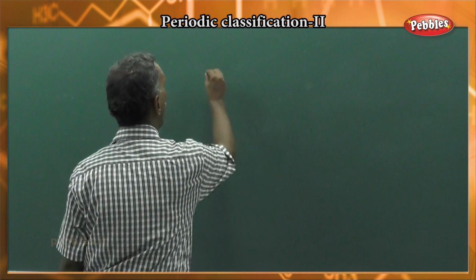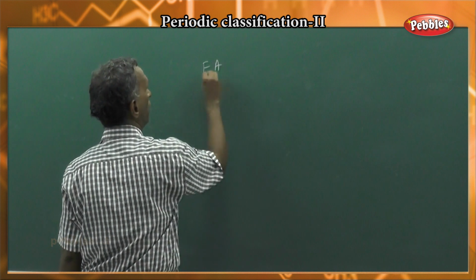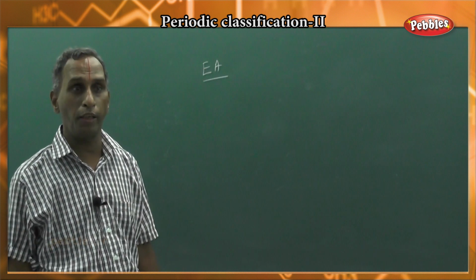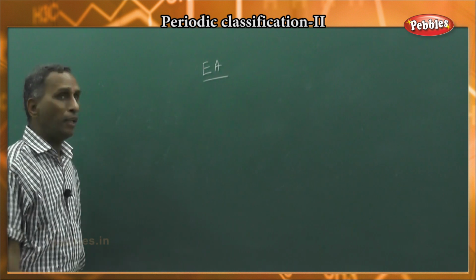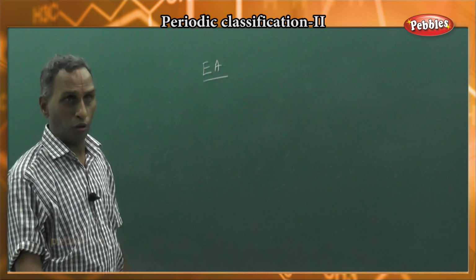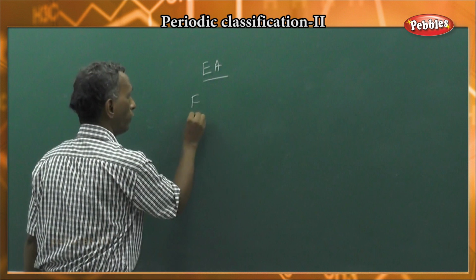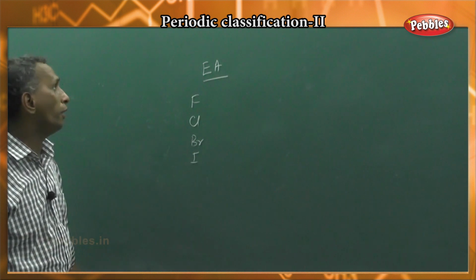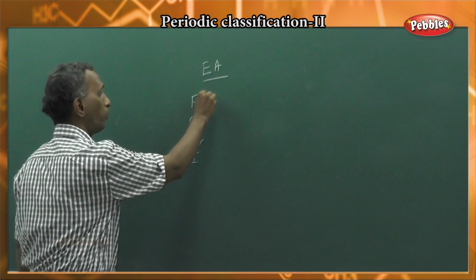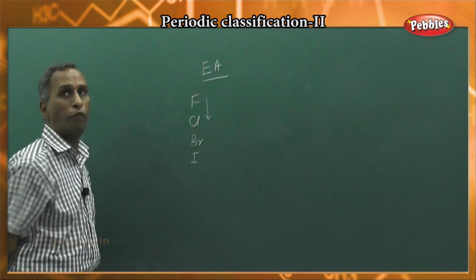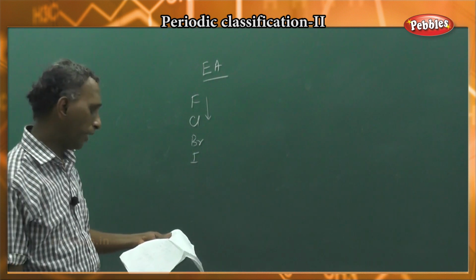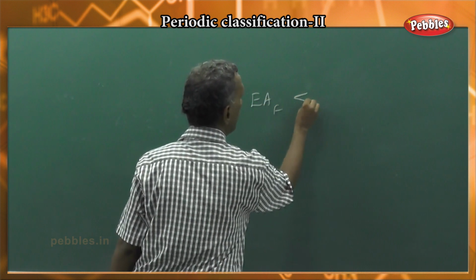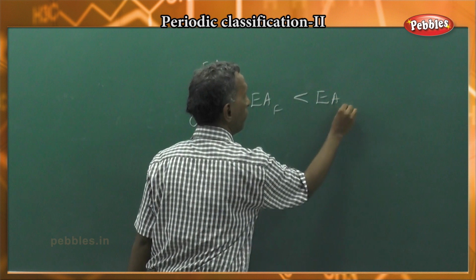So the variation of electron affinity along a group, we have seen that. Electron affinity decreases along the group, as we have already seen. What does that mean? To take the case of the fluorine halogen family, fluorine, chlorine, bromine, iodine, electron affinity is supposed to decrease from fluorine to chlorine.